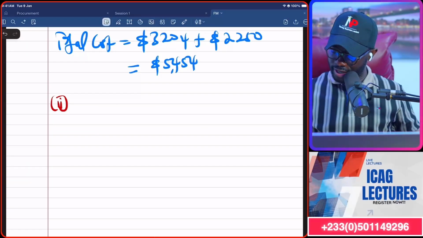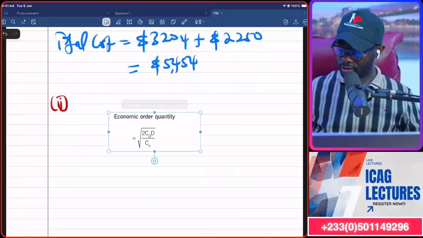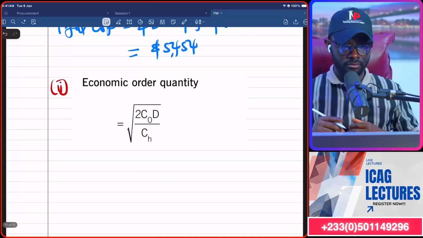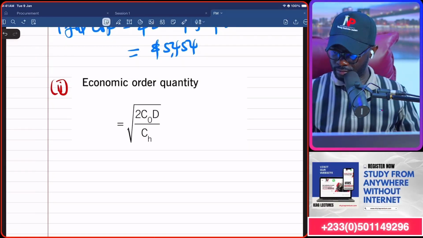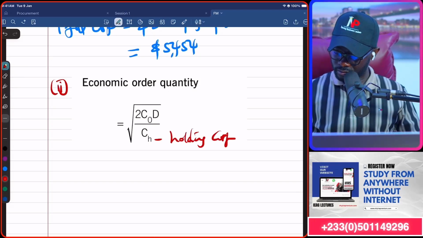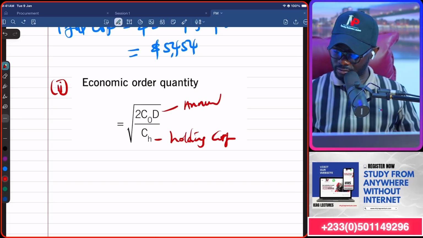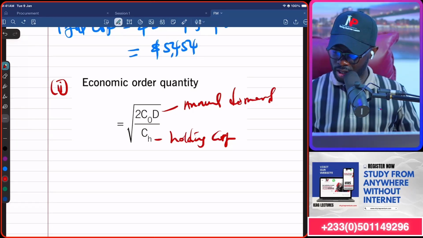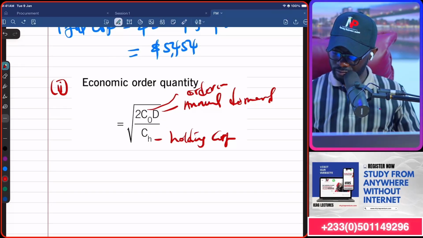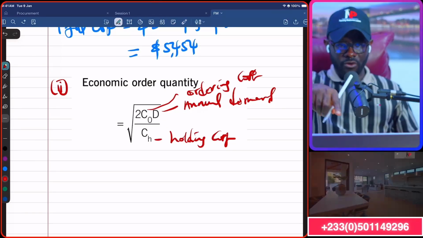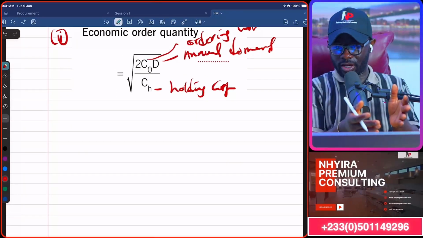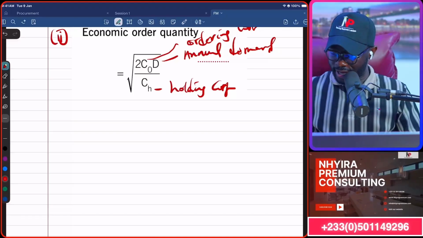So permit me to bring the economic order quantity formula. So this is the economic order quantity formula. So this is the holding cost. This is the annual demand. The C is the ordering cost. The square root, the 2 is a constant. All right? So we need to calculate the economic order quantity for the second scenario.